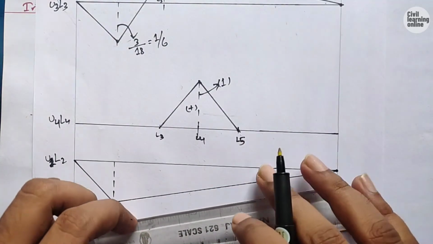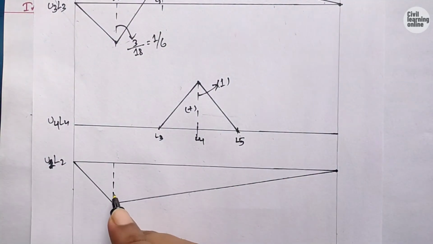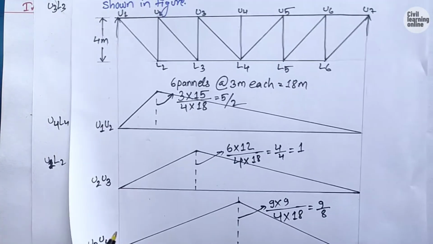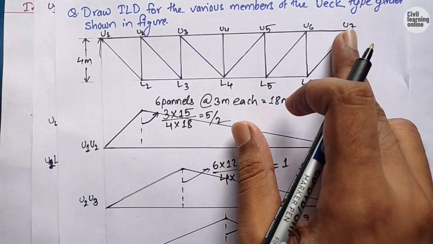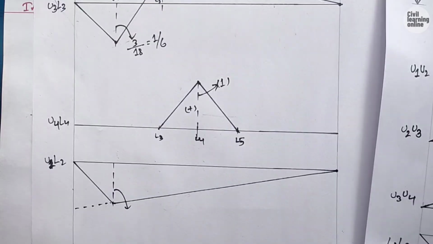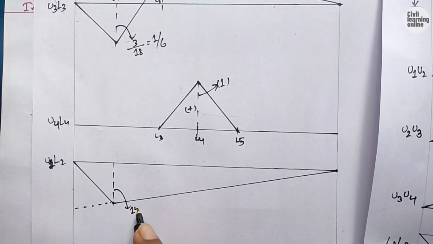And we can calculate the height of this influence line diagram as x upon L. This time we need to take the span from U7 to U2, and the span is 15 meter, so x is 15 upon the whole span, which is 18, and this is going to be multiplied by cosec theta.